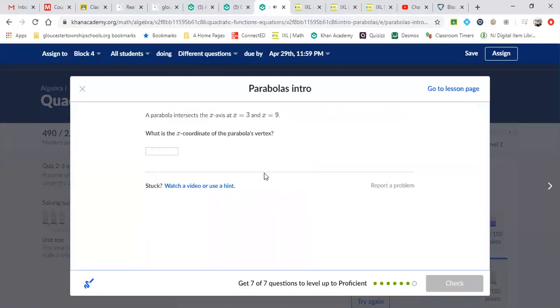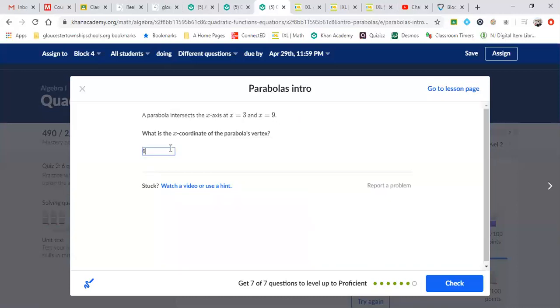They don't give you a picture. They just give you the information. The parabola intersects the x-axis at 3 and 9. It's crossing x at 3 and 9, and they want the x value for the vertex. Well, the vertex is on that axis of symmetry, so it's got to be the center of the parabola. Well, the center of 3 and 9, that's 6.